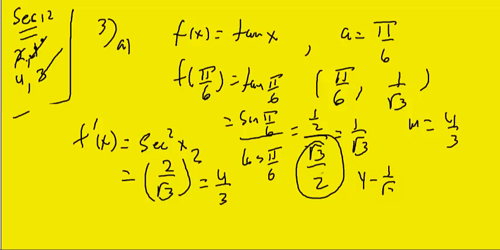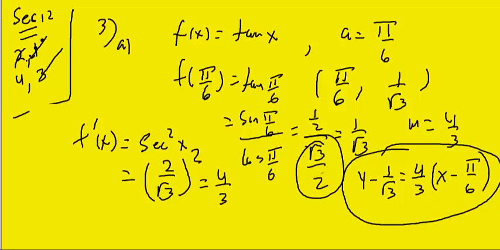y minus 1 over rad 3 is equal to 4/3 times x minus pi over 6. And those of you that like y is equal to mx plus b, good luck. Keep working on it. Okay? I'm sure you like doing that.